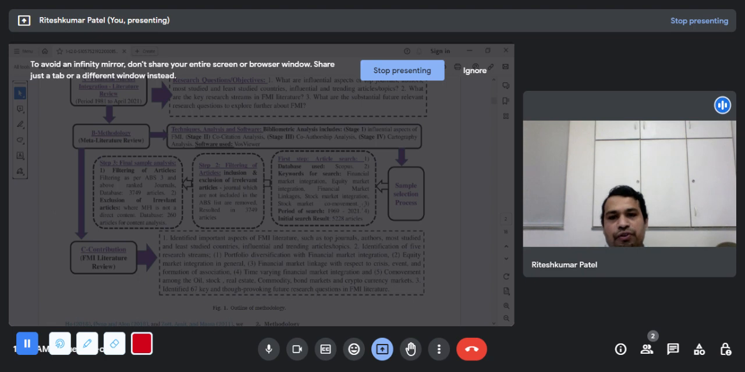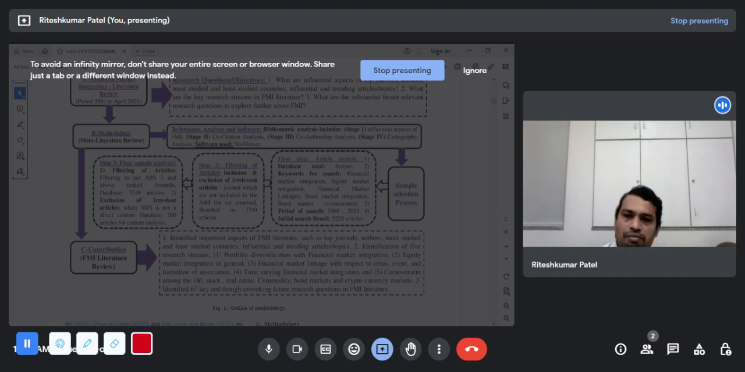Then after we will do a filtering of articles, that is inclusion and exclusion of irrelevant articles. Journals which are not included in the ABS list are removed, resulting in 3749 articles. We preferred to select the ABS list, and the articles which were not in the ABS list we removed. Filtering was done as per ABS 3 and above rank journals, and that has given us 3749 articles.